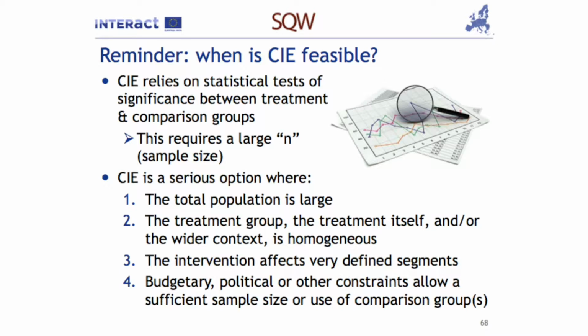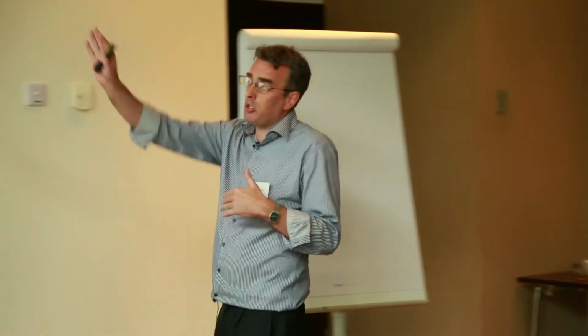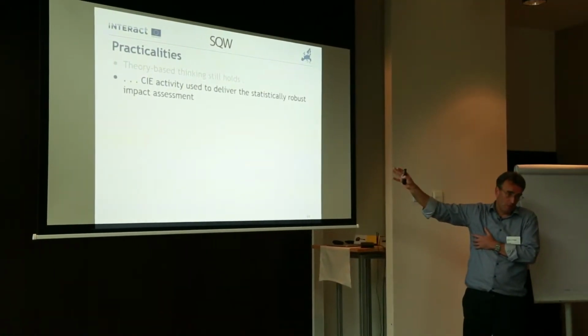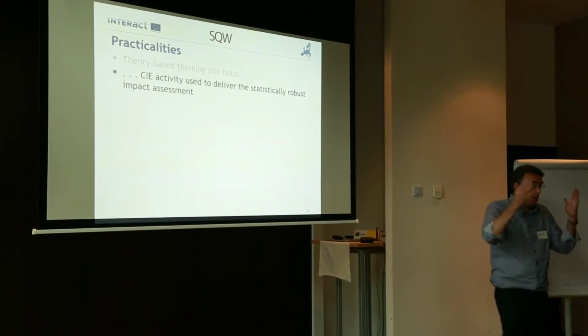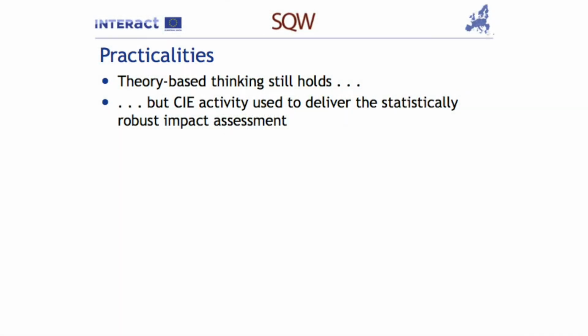The practicalities, let's just say we do it. The practicalities really are as follows. Counterfactual impact evaluation is still based on theory. It's not any different to theory-based impact evaluation in that sense. But what we are doing when we do a counterfactual impact evaluation is using that control group method, that reference group method, that counterfactual method to actually deliver a statistically robust impact assessment. Okay?